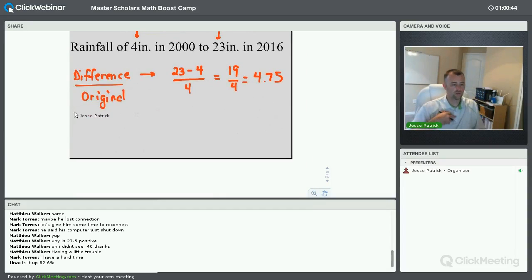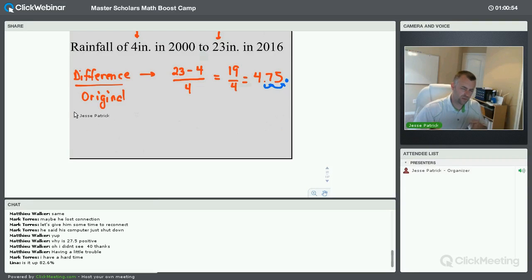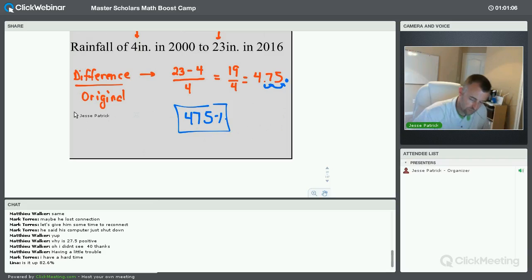All we need to do to convert that to a percentage is take that decimal point and move it 2 spots to the right. Or you do the opposite of when we have a percentage, you divide by 100. If you want to convert it to a percentage, you multiply by 100. But this is going to be 475%. Yeah, let me know if that's making sense or not. We can always do some more here as we wrap things up.